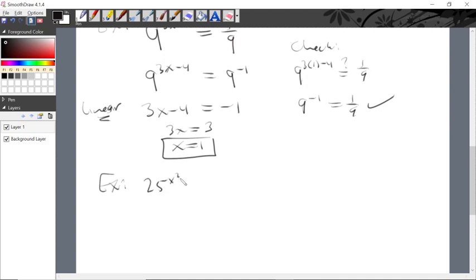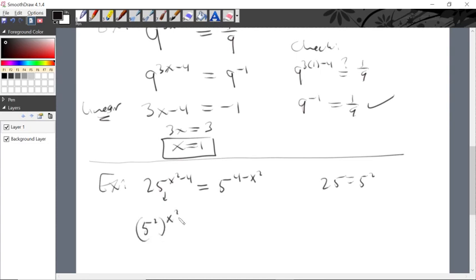25 to the power of x squared minus 4 is equal to 5 to the power of 4 minus x squared. Okay, all right, so the left-hand side is an exponential with a base of 25, and the right-hand side is an exponential with a base of 5. Okay, but both of those can be written with a base of 5, if we choose to, right? Because 25 can be written as 5 to the power of 2. Okay, so if we use that on the left-hand side, we can rewrite the left-hand side as 5 squared to the power of x squared minus 4.